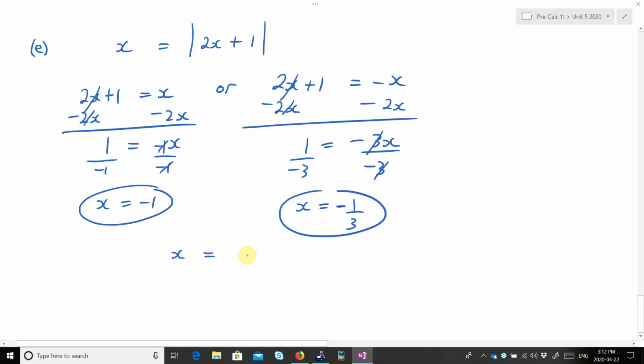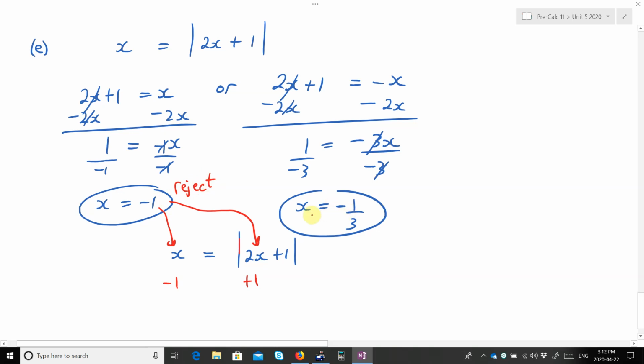And the original equation is that x is equal to the absolute value of 2x plus 1. And so imagine putting negative 1 right here and negative 1 here. This will be negative 1, and this side, technically you're going to get negative 2 plus 1, which is negative 1, but there's absolute value bars around it. Okay, so this side's going to be positive 1. Which means negative 1 doesn't work. We'd have to reject this.